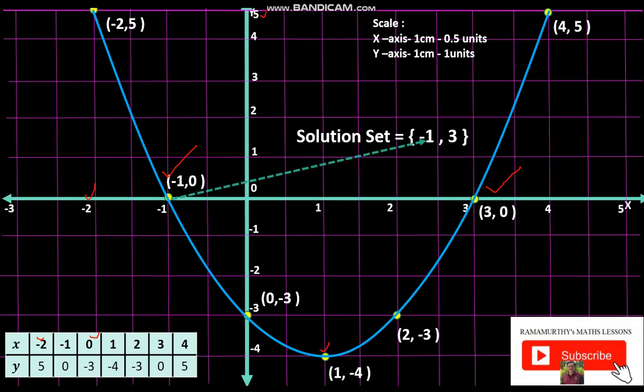This negative 1 is the x coordinate of the point negative 1, 0, and this 3 is from 3, 0. Thank you.